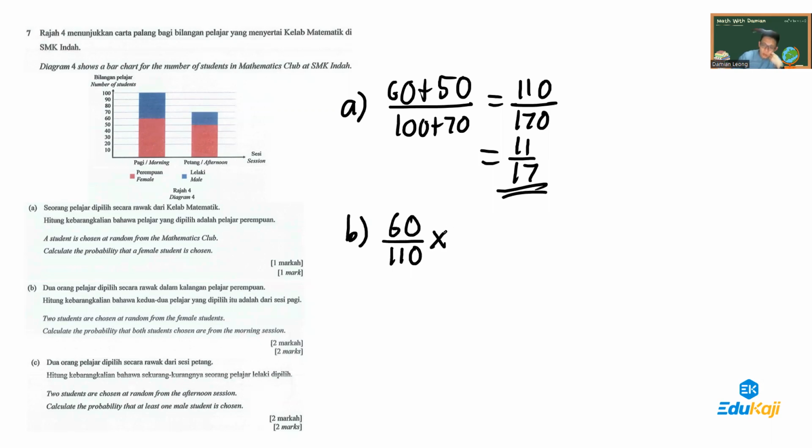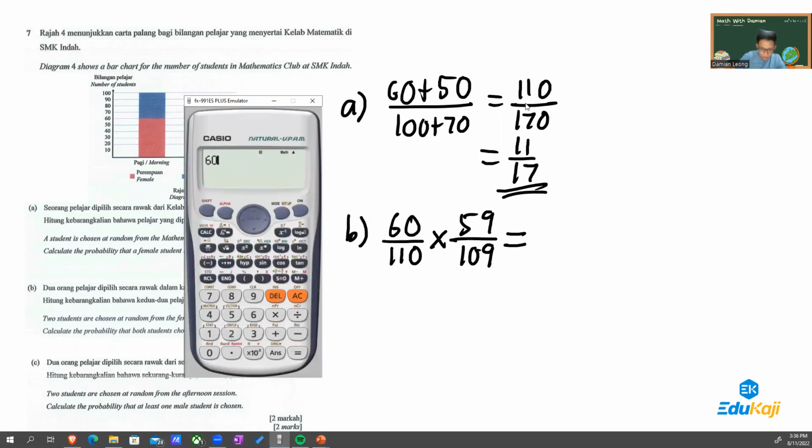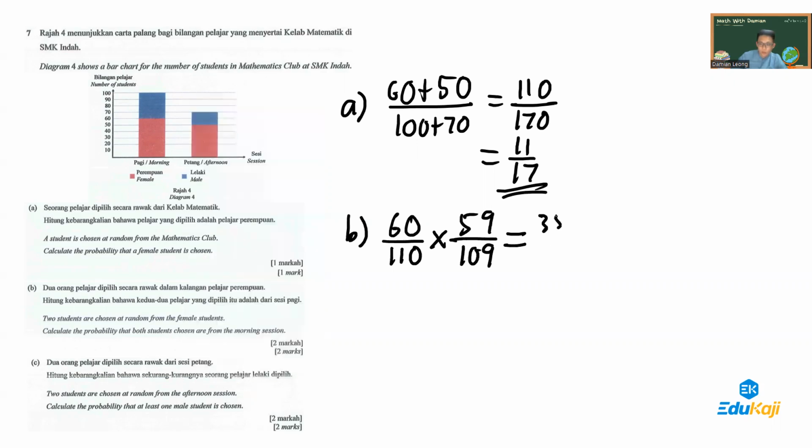Times. After choosing one, I'm left with 59 female students over 109. So please calculate 60 over 110 times 59 over 109, which is 354 over 1199. You can again leave it in fraction form.